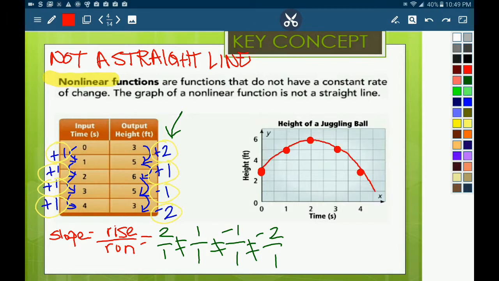In fact, if we look at the context of this graph, it says height of a juggling ball. So it kind of looks like the path that a ball would take if you're throwing it from one hand to the other. Okay, so this one is a nonlinear function.